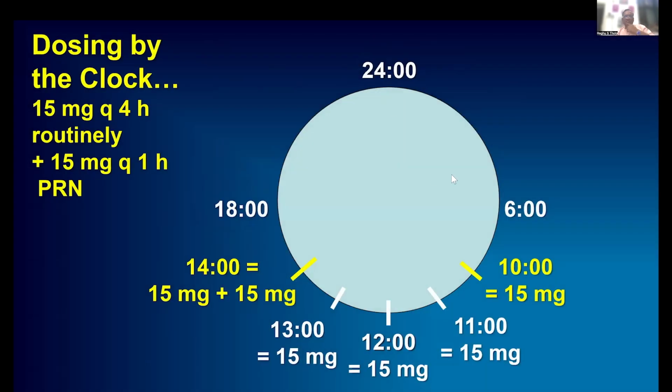So now if you see this 24-hour circle, all right, it starts at 6, okay? So at 10 a.m. he has taken 15 milligrams. At 11 a.m. he has taken 15 milligrams. At 12 he has taken 15 milligrams. At 13 he has taken 15 milligrams. But if you see, this yellow R is round the clock doses. That is routine doses, Q4 hourly doses.